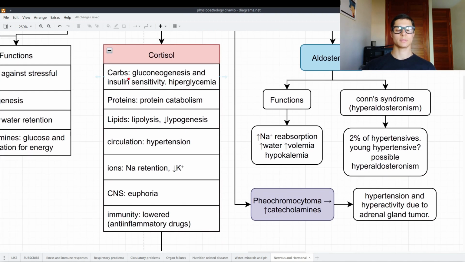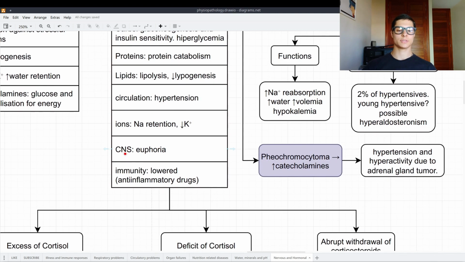Cortisol. In the carbs, they create gluconeogenesis and insulin sensitivity, hyperglycemia. Proteins, protein catabolism. Lipids, lipolysis and lower lipogenesis. Circulation, hypertension. Ions, sodium retention and they lower the potassium. In the central nervous system, euphoria. And immunity is lowered because of anti-inflammatory drugs, for example, they lower the immunity.